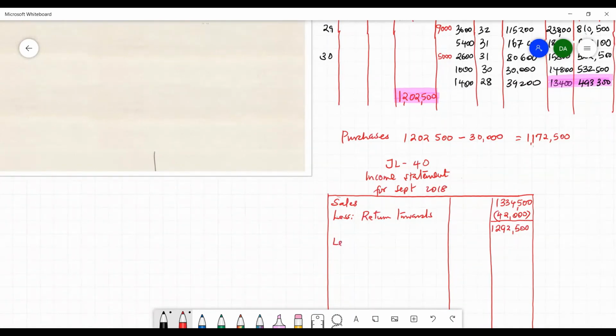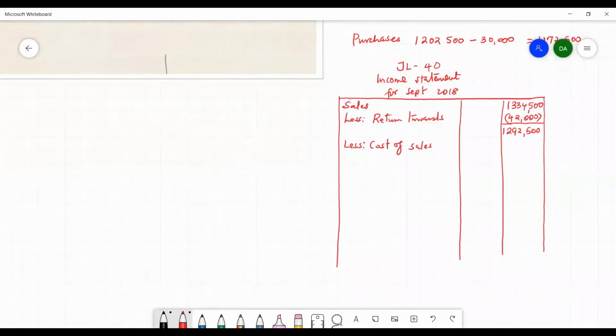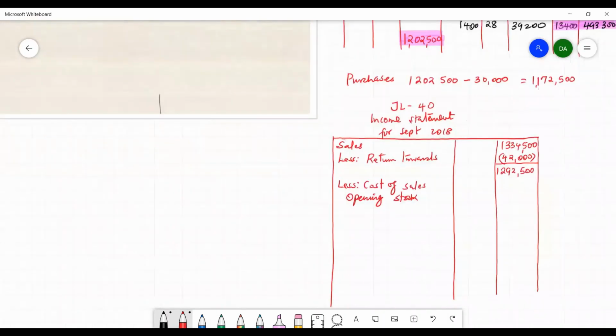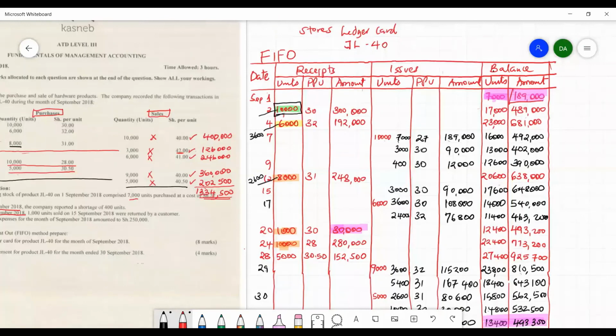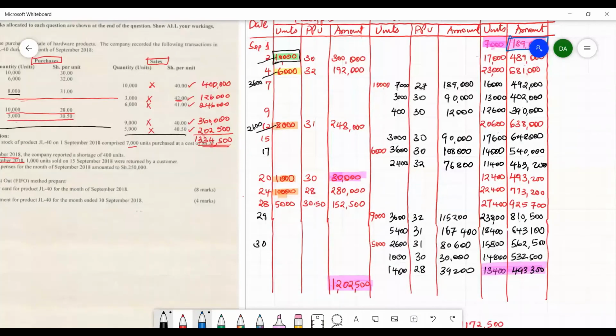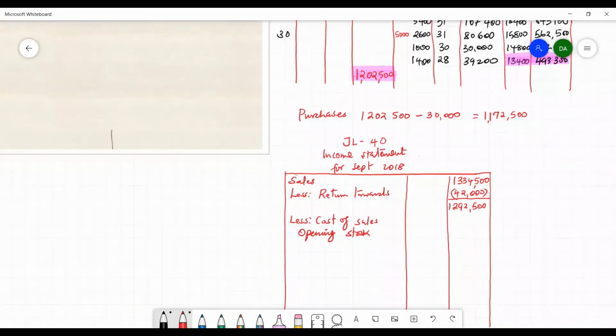From that, we less cost of sales consisting of the following: opening inventory, which is a total of 189,000. Add purchases, 1,202,500.